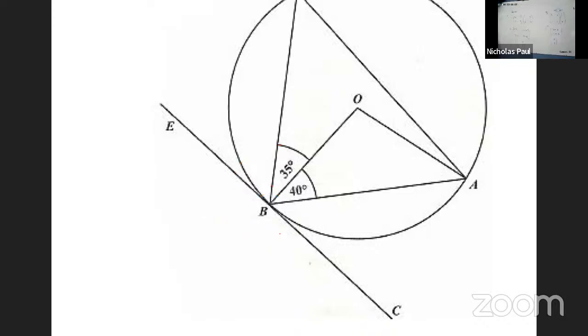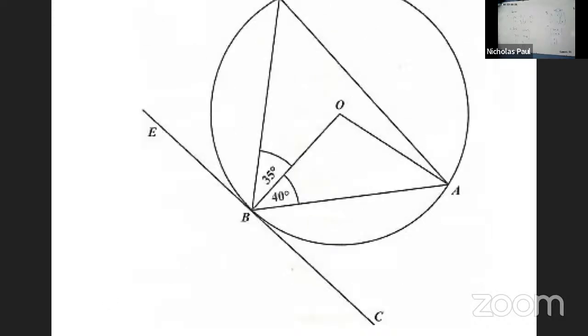And then where we go next? We go to BOA. So you want to get here. What's the explanation? OBA is isosceles, right? So here is 40. So you will tell them that BOA is 180 minus 40 minus 40, which is 100, right? So your explanation will be OBA is isosceles, therefore BOA is 180 minus 40 minus 40. Okay? That's where your reason will be.